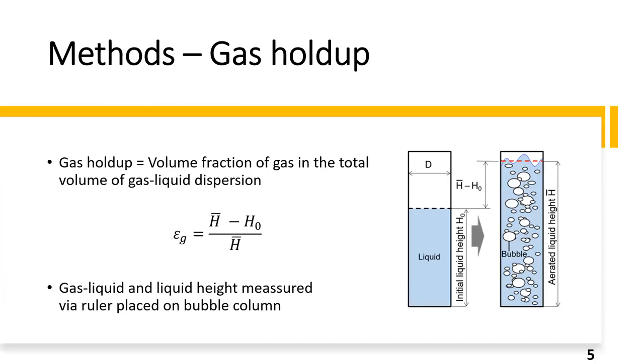Now to the methods of our research. The first method was for gas holdup, which is basically the volume fraction of gas, or bubbles if you want, in the total volume of gas-liquid dispersion. The height of the liquid and of the dispersion was measured via a meter simply placed on the side of the column.